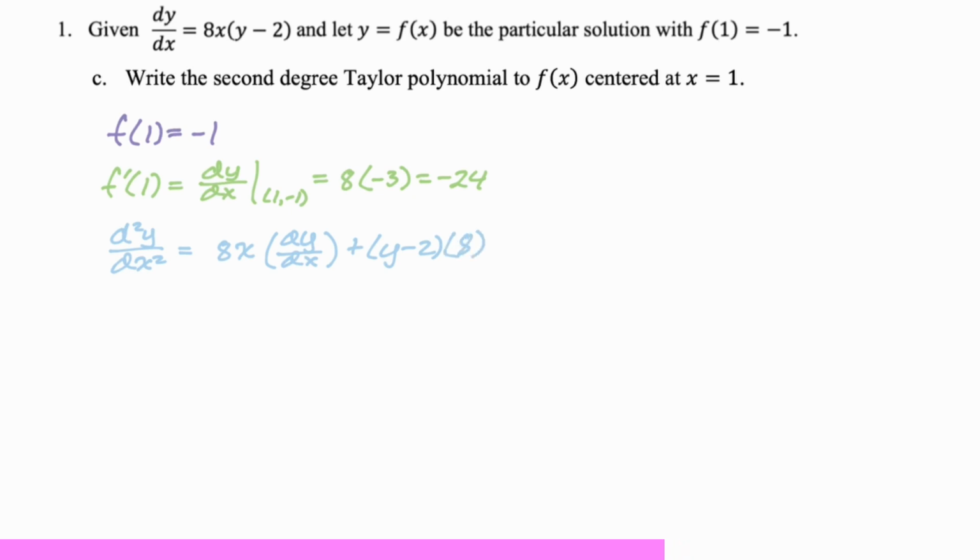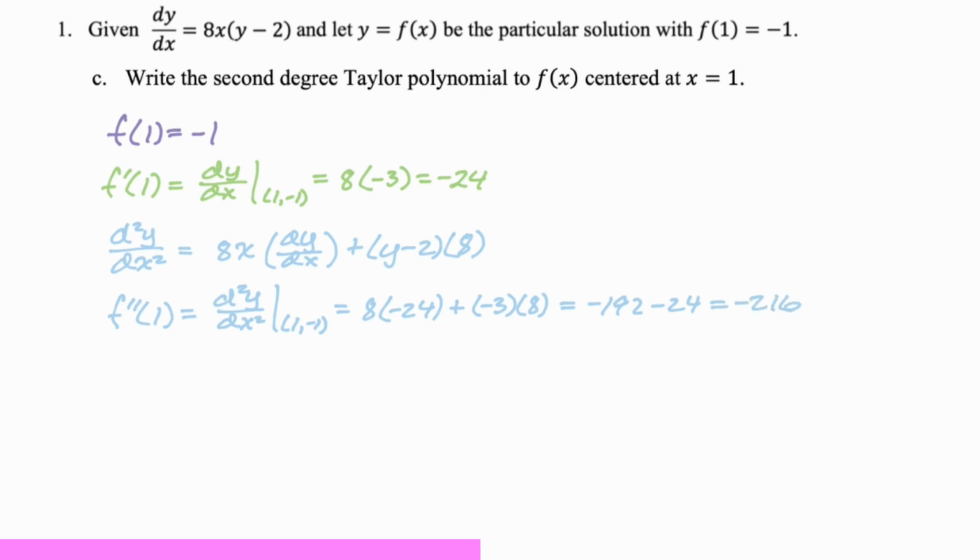And now we have to sub into this. So f double prime of 1 will be the second derivative, again evaluated at our point, which is (1, -1). But remember, at (1, -1), we now know dy dx is -24. So we're going to sub -24 in for dy dx. So we get 8 times -24 plus -3 times 8, which is -192 minus 24, or -216.